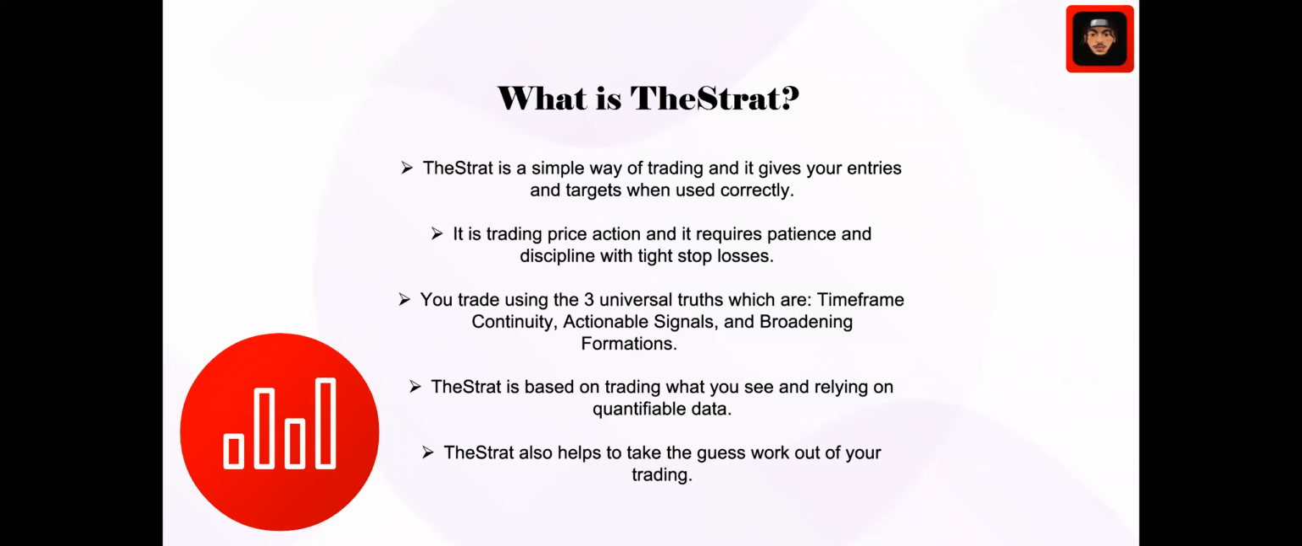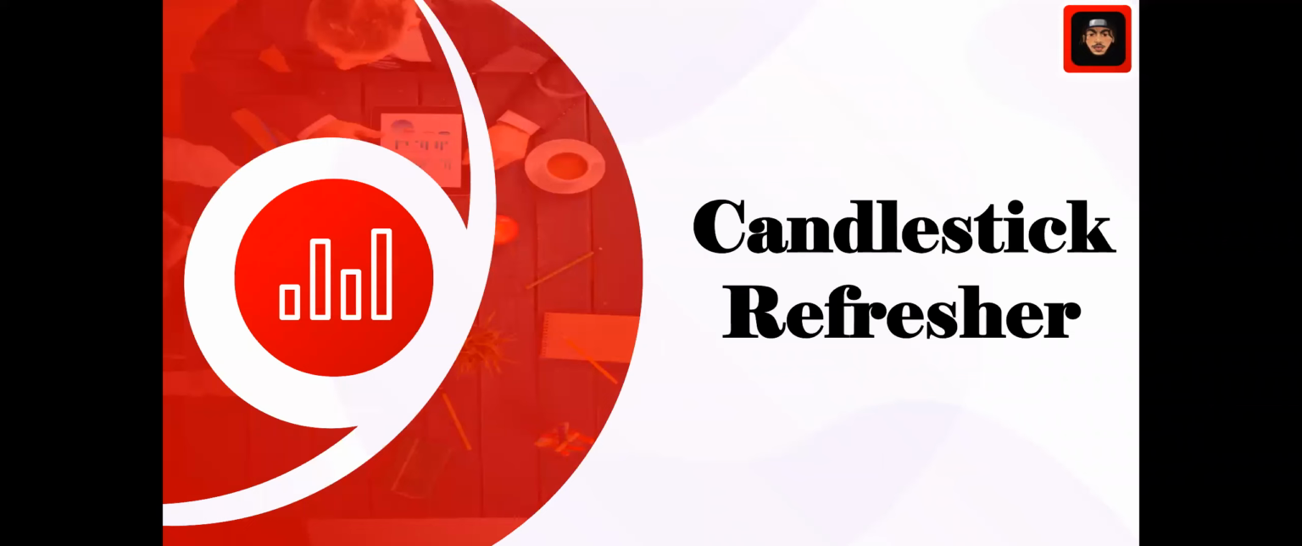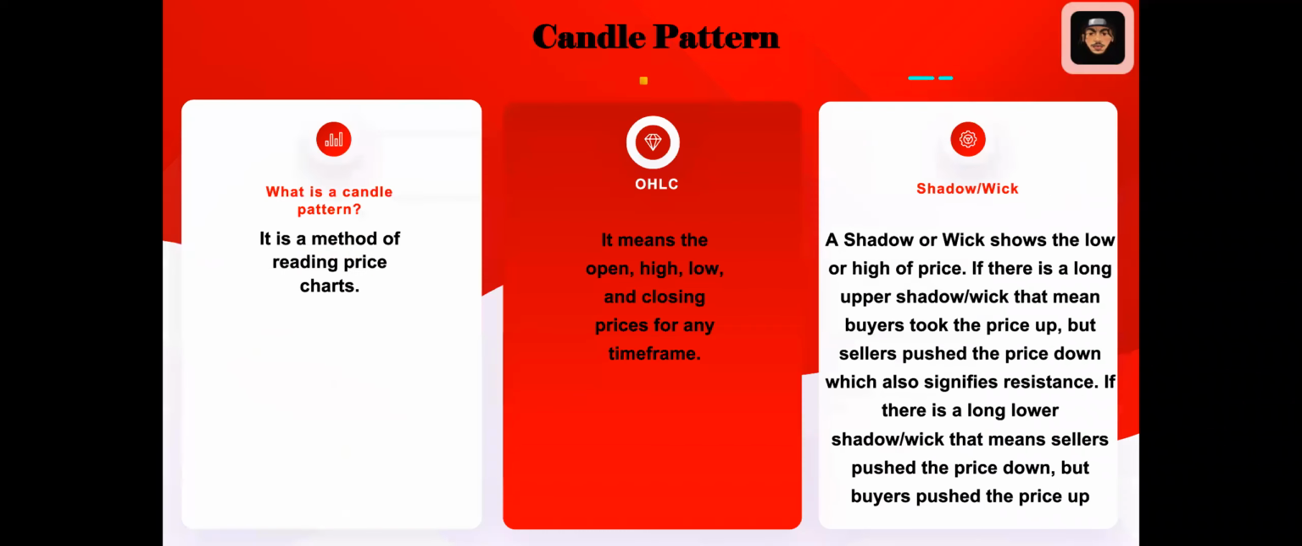All right. So candlestick refresher before I get into the strat, because I know we have a lot of new people and stuff like that. So let's go over candlesticks first. All right. So what is a candle pattern? It is a method of reading price charts. Some people read line charts, but we read candlesticks. All right. So what is OHLC? OHLC is the open, high, low, close price for any time frame.